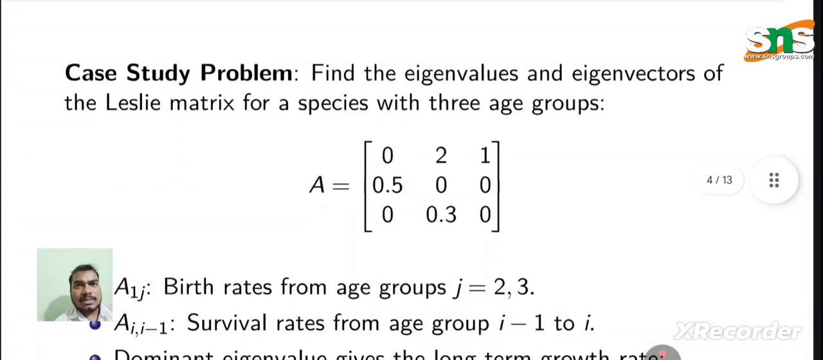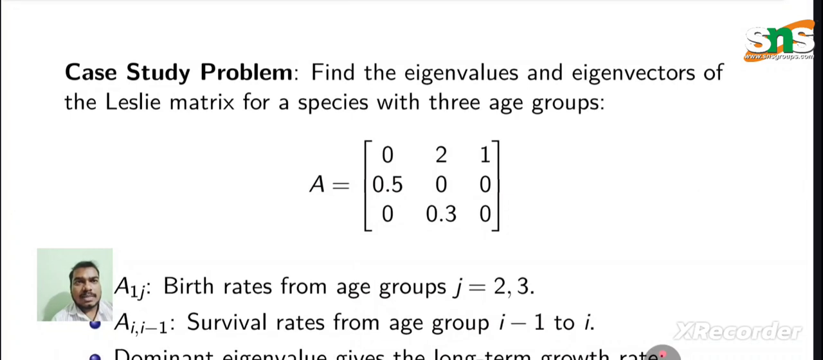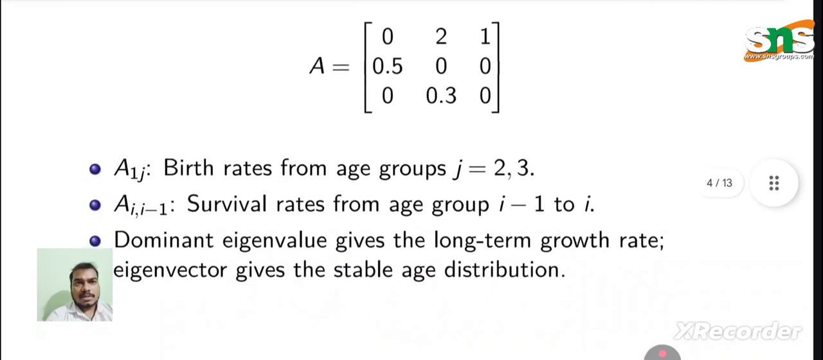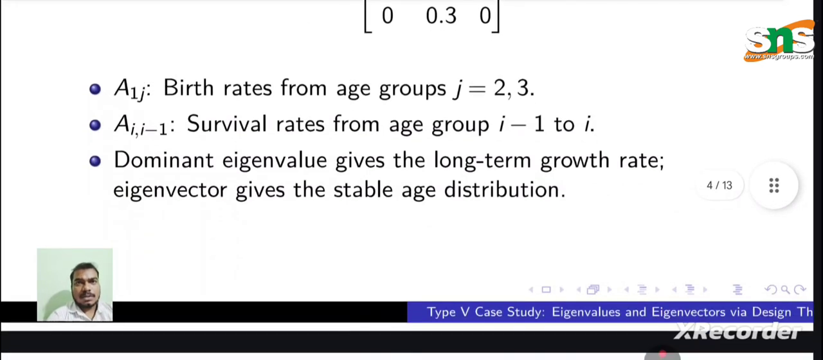Define. In this problem, find the eigenvalues and eigenvectors of the Leslie matrix A = [0, 2, 1; 0.5, 0, 0; 0, 0.3, 0]. Here a1j is the birth rate for the three age groups, that is 1, 2 and 3, and a_i,i-1 are the survival rates.